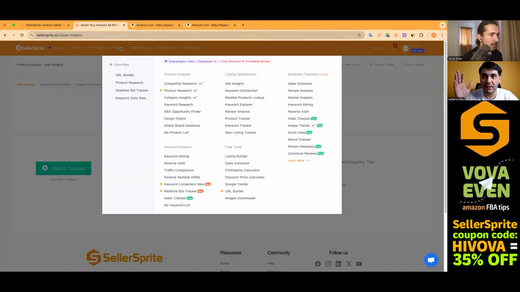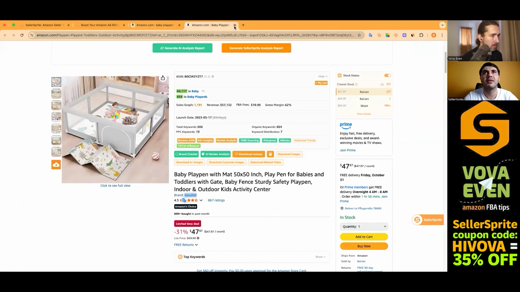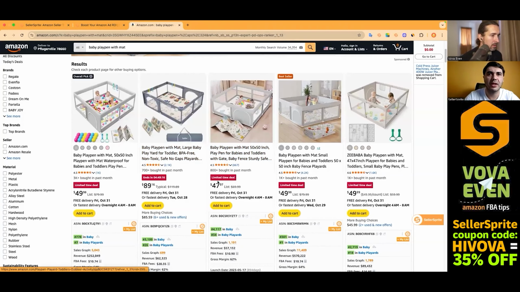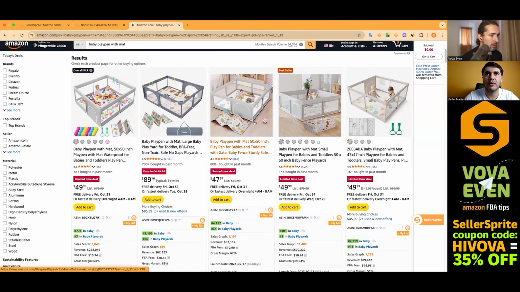And sometimes we can even go from Ads Insight to another tool to understand what percentage of the traffic they are getting from advertising and what percentage from organic. So guys, let's go to any niche, it doesn't matter. For example, I want to look at this product. I open this one. You can use both the Chrome extension and the tool itself.